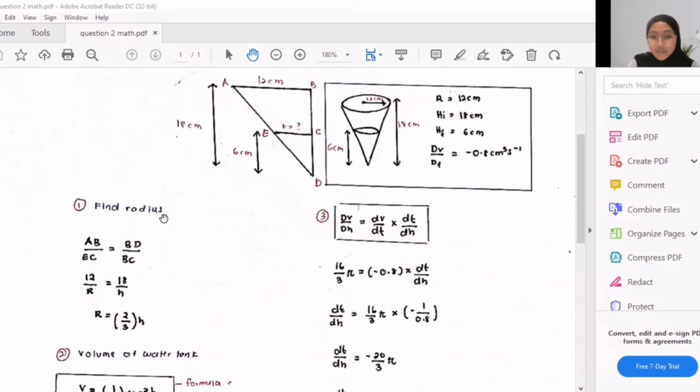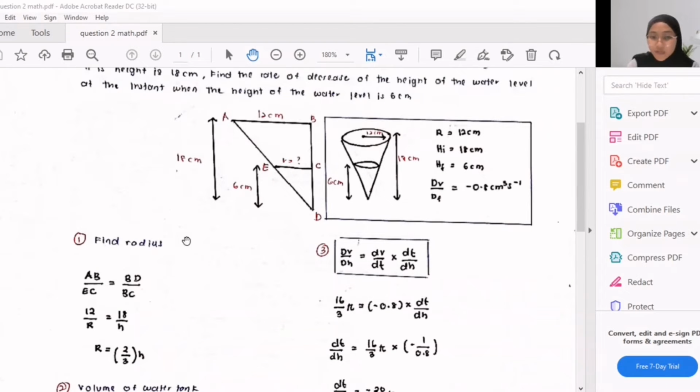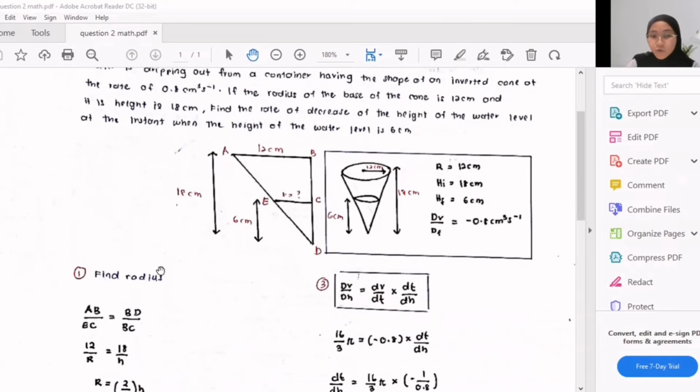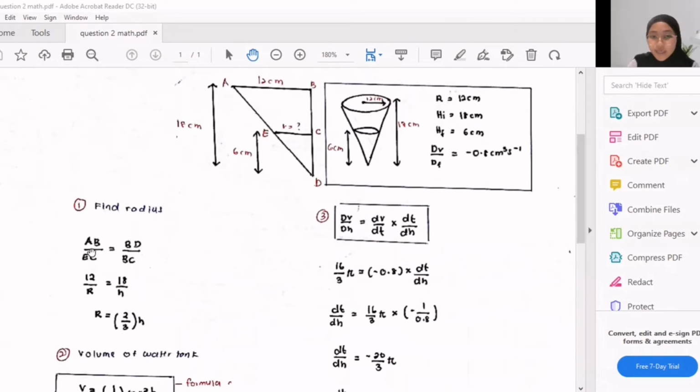So for the first step, I want to find the radius. Based on the information given, I can make the ratio. So the ratio is AB over EC equal to BD over BC. From this ratio, I can substitute all the information given and I can get the radius is 2 over 3 multiplied by h.